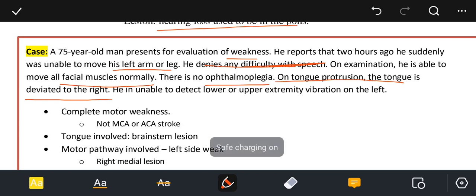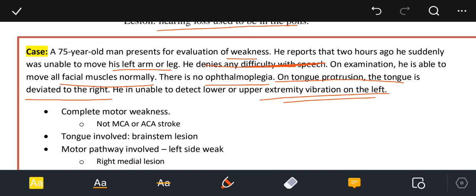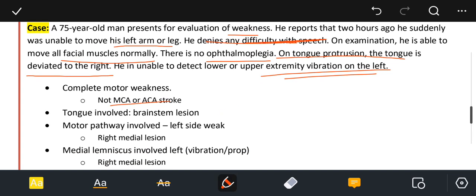He is unable to detect lower extremity sensation and vibration on the left side. So there is contralateral loss of vibration sensation, right? And the tongue is deviated to the right side, which means the lesion is most probably in the medulla. With complete motor weakness only, there is no middle cerebral artery or anterior cerebral artery stroke. Tongue involvement means there is a brainstem lesion.